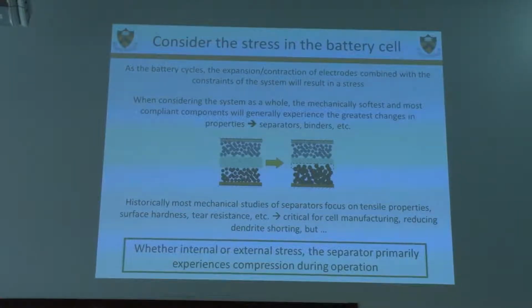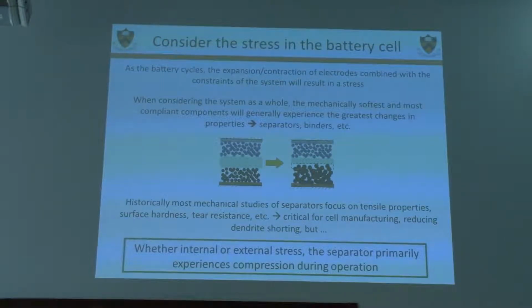And so it's going to try to expand, and there's going to be a stress. But what's going to respond to that stress is going to be whatever the softest component you have in the system, right? And so when you think about the materials that make up the system, you have metals, you have ceramics, but you also have these polymers, separators, binders, things like that. And so what's going to respond to the stress is going to be those kinds of materials.